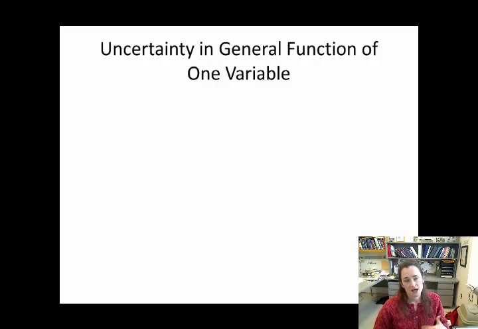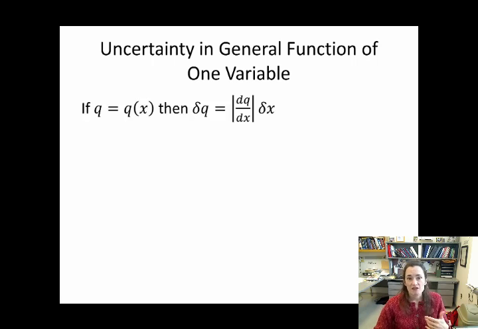Okay, finally, the last bits and the most difficult bits are the general formulae for one and multivariable equations. So let's do the one variable general functions. Okay, so if you have q is just some function of x, then the way to calculate the uncertainty in q is to take the derivative of q with respect to x, take the absolute value of that, and then multiply it times the uncertainty in x.